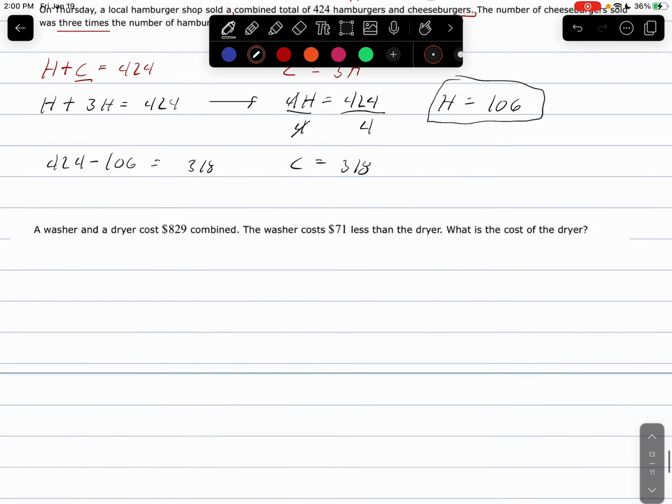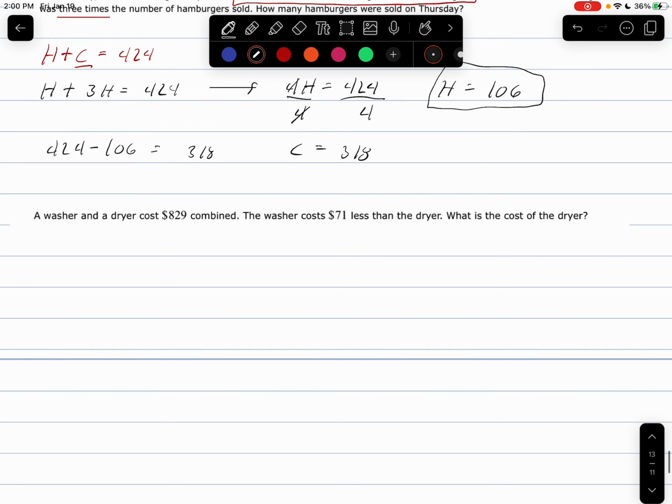Okay, let's look at one more. Here it says a washer and a dryer cost $829 combined. Okay, the washer costs $71 less than the dryer. What is the cost of the dryer?